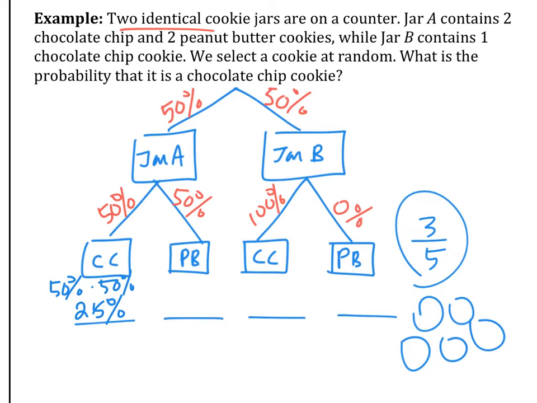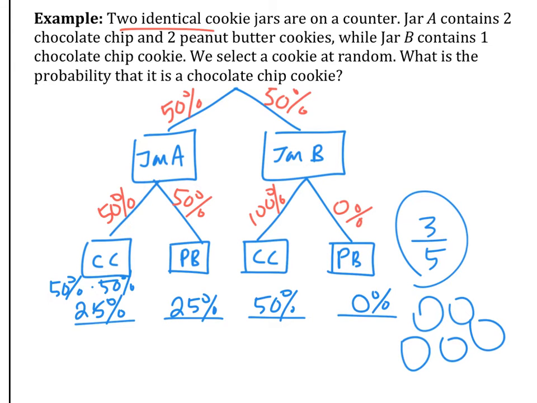Okay, let's try another one. What's the chance that you pick jar A and then a peanut butter? Same thing actually. This one is going to be 50% times 50%, another 25%. Okay, what's the chance that you pick jar B and get chocolate chip? 50% times 100%, which is 50%. And last part, what's the chance that you pick jar B and get a peanut butter? That is impossible, so 0%.